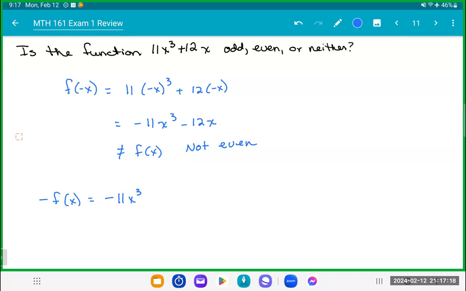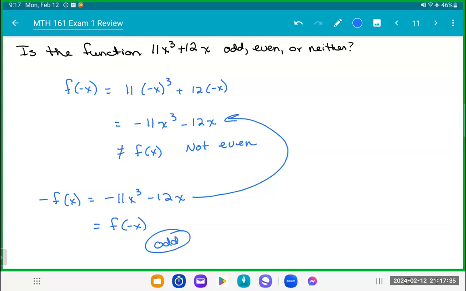We change all the signs in our original equation. And that gives me negative 11x cubed minus 12x. You can see that does equal f of negative x. Therefore, this problem is odd. It is an odd function. Okay, question.